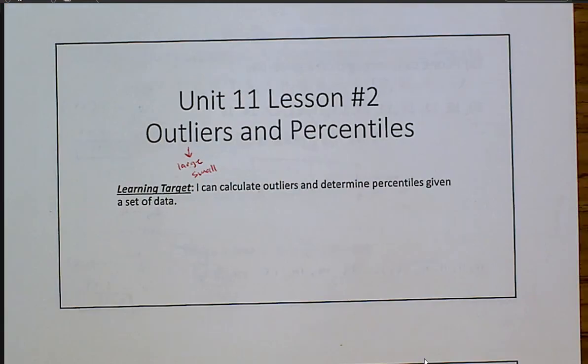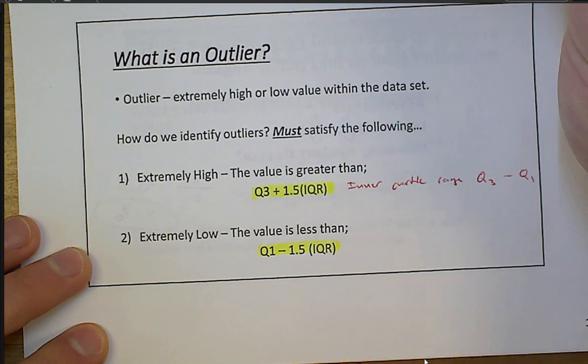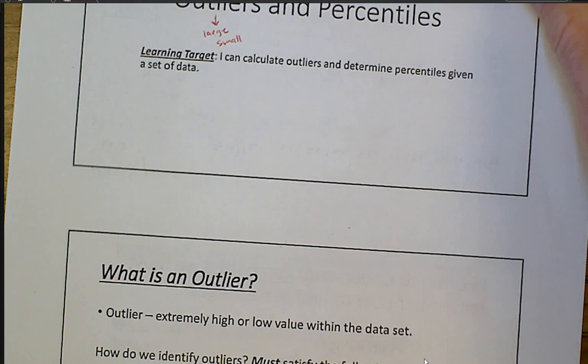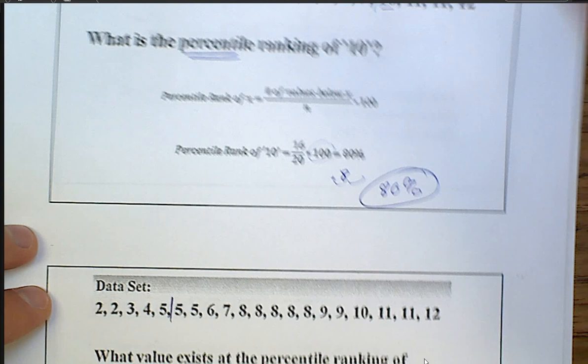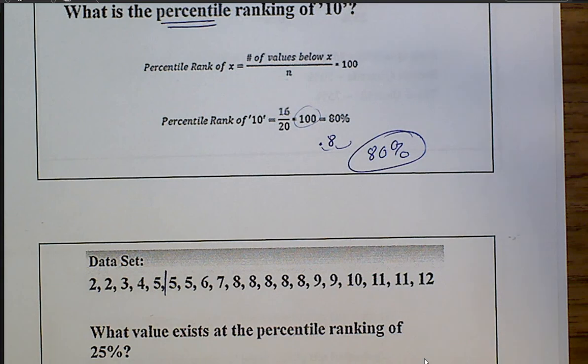So a lot of focus on outliers, making sure you know those equations that I have highlighted here in yellow, and then obviously our percentiles, finding the actual percentile, and then actually finding what value, what observation exists at that percentile. Okay? Look forward to talking to you in class.